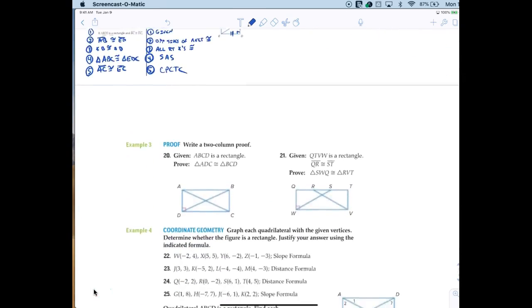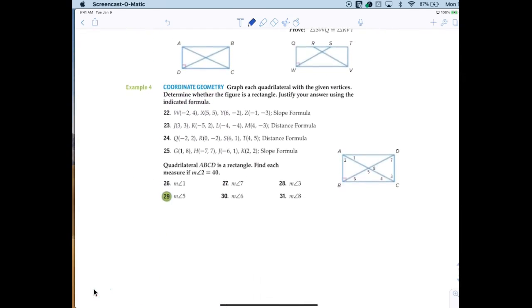I believe everything else is pretty easy. So slope formula, distance formula, and so on and so forth.